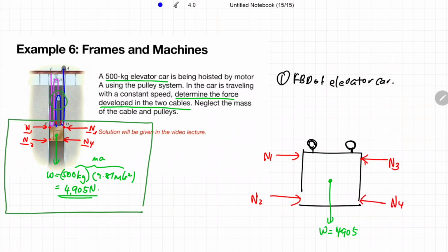Okay, at the right side of the pulley, there is a blue colored cable over there. So there is a tension force. We'll call it T1 over here and another T1 over here. And also the cable is connected at this particular point.